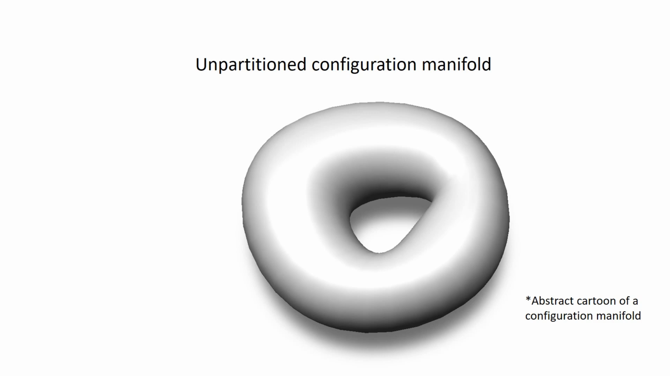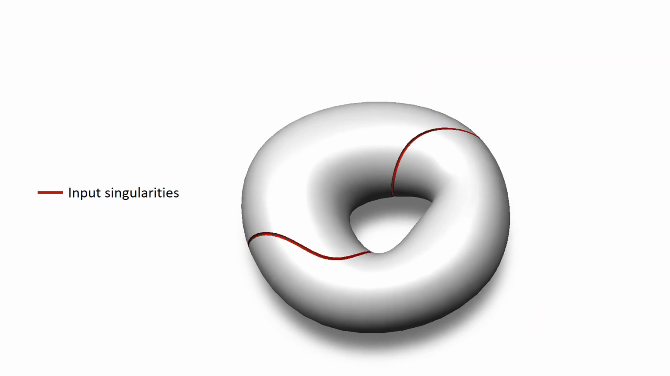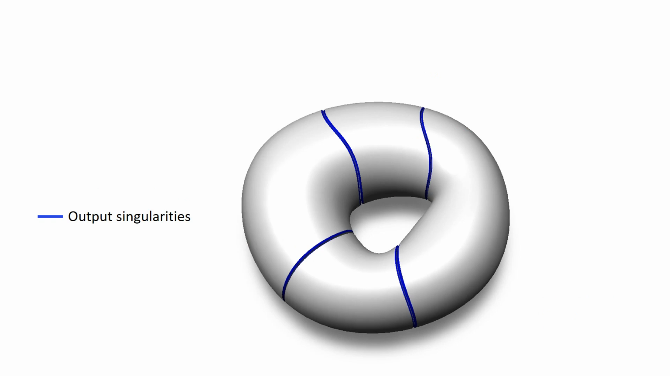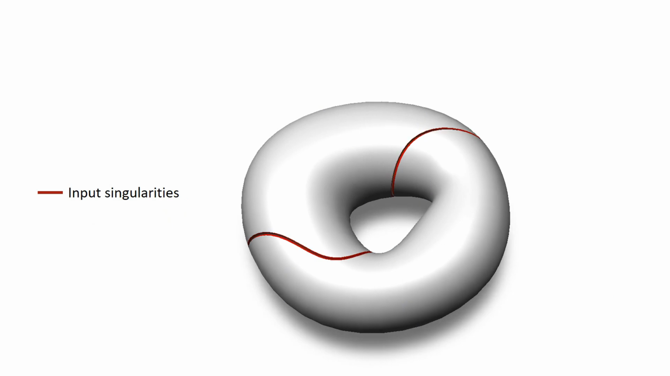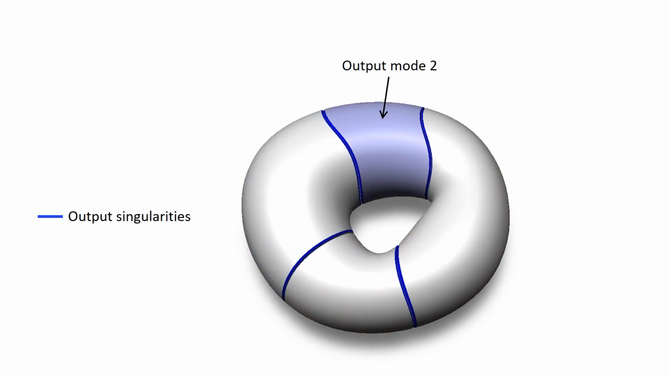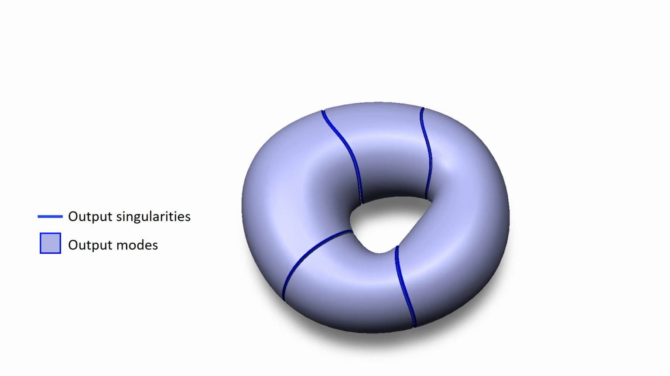Now let's zoom back out to higher dimensional smooth configuration manifolds. Abstractly, we can compute the locations of input and output singularities and use these to partition the configuration manifold. Sections that are accessible without crossing an input singularity are termed input modes. Sections that are accessible without crossing an output singularity are termed output modes.